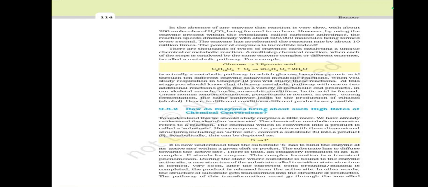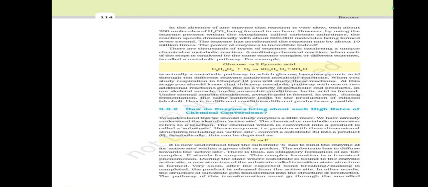There are thousands of types of enzymes, each catalyzing a unique chemical or metabolic reaction, a multi-step chemical reaction. When each of the steps is catalyzed by the same enzyme complex or different enzymes, it's called a metabolic pathway. For example, glucose to pyruvic acid is actually a metabolic pathway in which glucose becomes pyruvic acid through 10 different enzyme catalyzed metabolic reactions. When you study respiration in chapter 12, you will study these reactions.